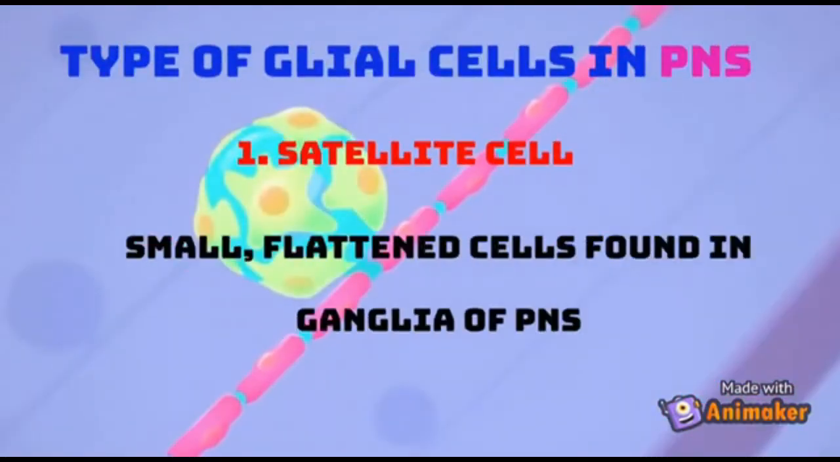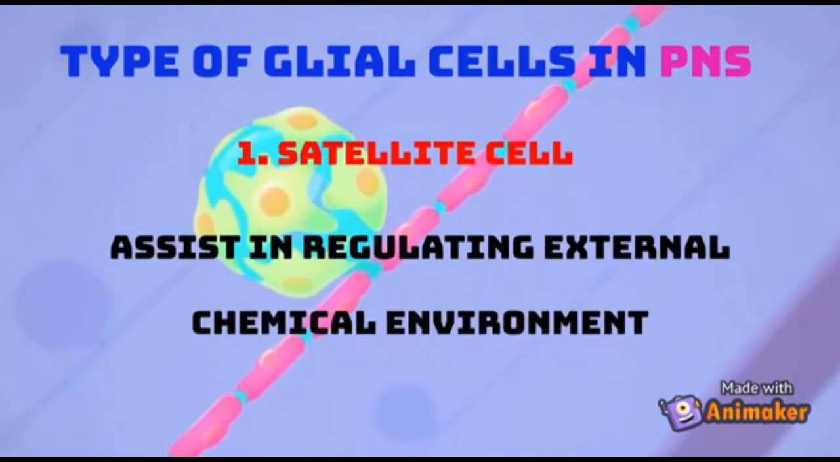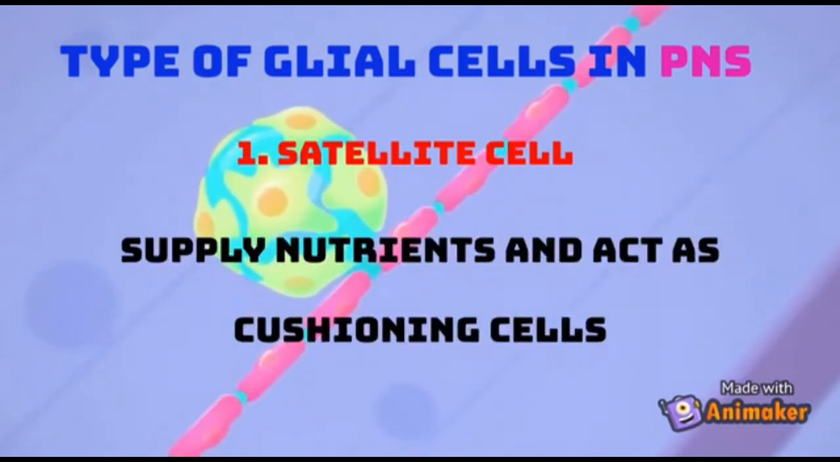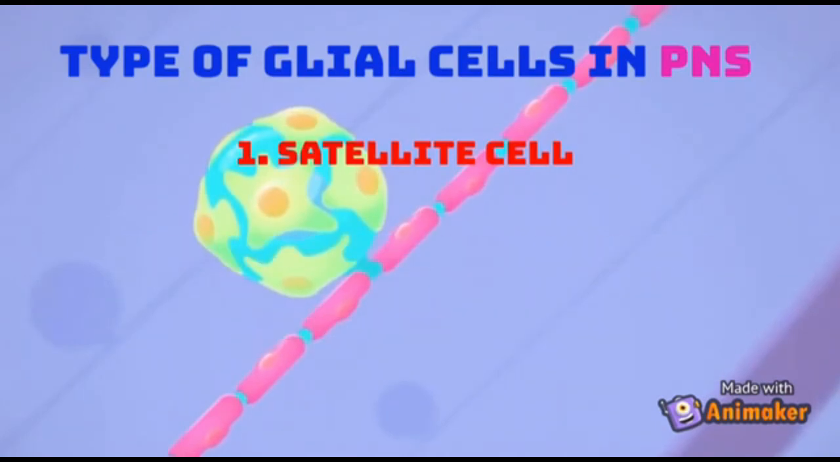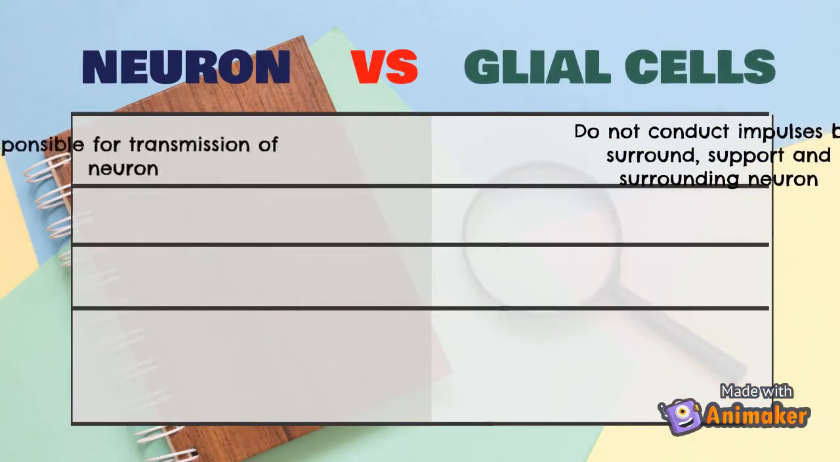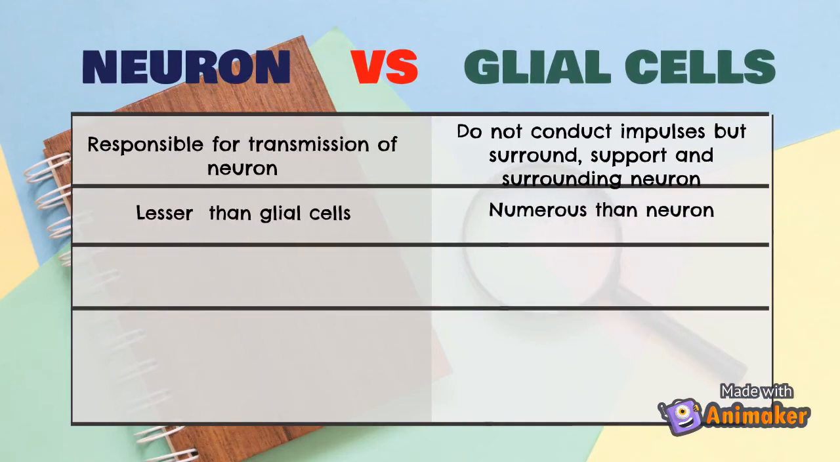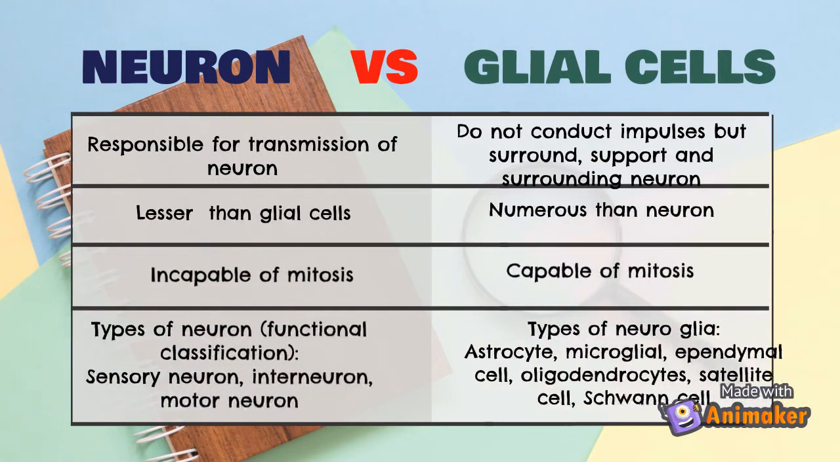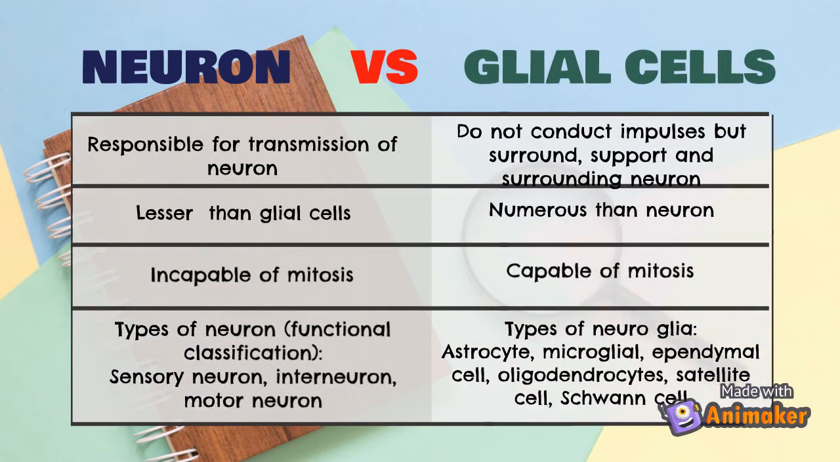In the case of glial cells in PNS, satellite cells are small flattened cells found in ganglia of the PNS. Satellite cells assist in regulating the external chemical environment. They also supply nutrients to surrounding neurons and act as cushioning cells. Lastly, Schwann cell, like oligodendrocyte, produces an insulating barrier called a myelin sheath. This is the brief table for the differences between neuron and glial cell that we already discussed earlier.